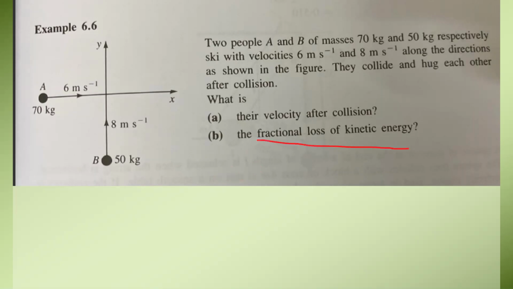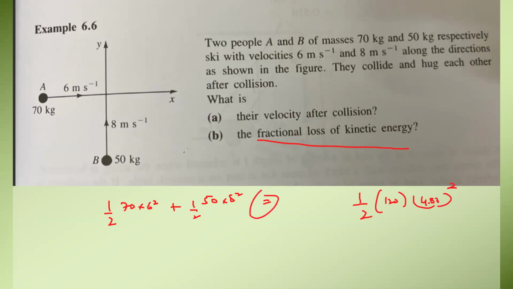Then to work out the fractional loss in kinetic energy, we use the formula half mv squared. So half 70 into 6 squared plus half 50 into 8 squared. That is before. And what about after? Half, the mass is 120 and the speed is 4.83 squared. So we'll work out before and after and subtract to know how much energy was lost. About 1400 joules of energy will be lost. Is it clear now? Yes.